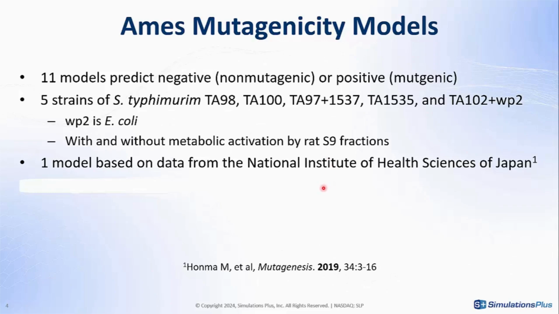We also have one model that was built on data from the National Institute of Health Sciences in Japan, and this comes out of this publication. So Hamna et al. sent out results from their Ames mutagenicity tests, and people could make predictions on those compounds.